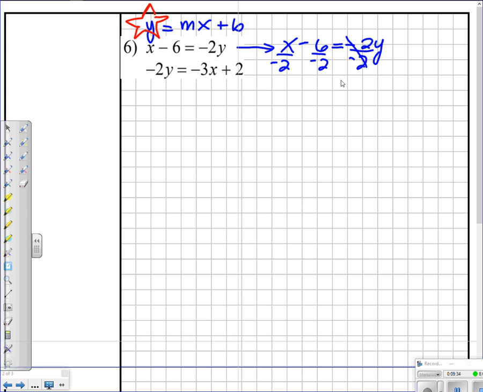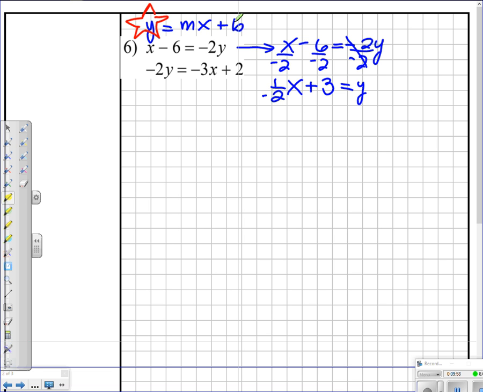These will cancel, so the answer will be y equals 1 over -2x. And 6 divided by 2 will give you 3, and a negative divided by a negative will give you a positive. So you have the y by itself.